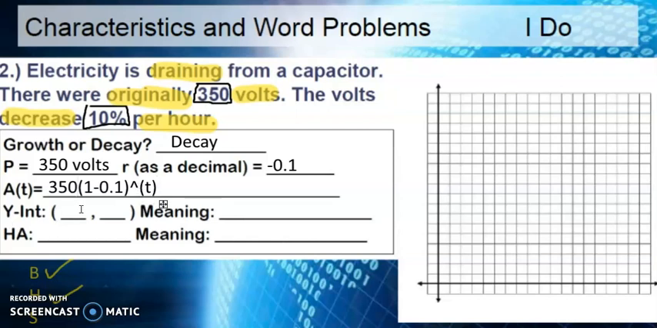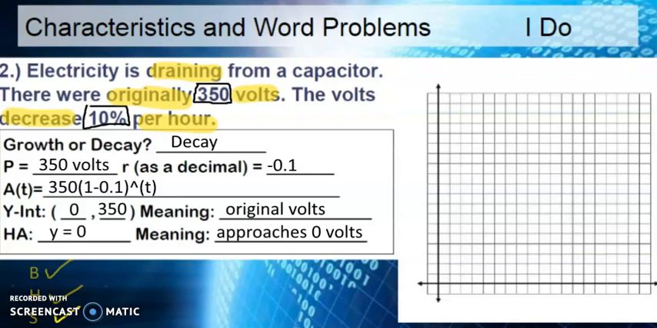In this case, the y-intercept would be the original amount of volts. So that's at 350. So when t is 0 hours, our volts are 350. That's our meaning. The original volts. Your horizontal asymptote is y equals 0. That means that we're approaching 0 volts. And of course we can't have negative volts here. So we're done with that part. So we've written our equation.